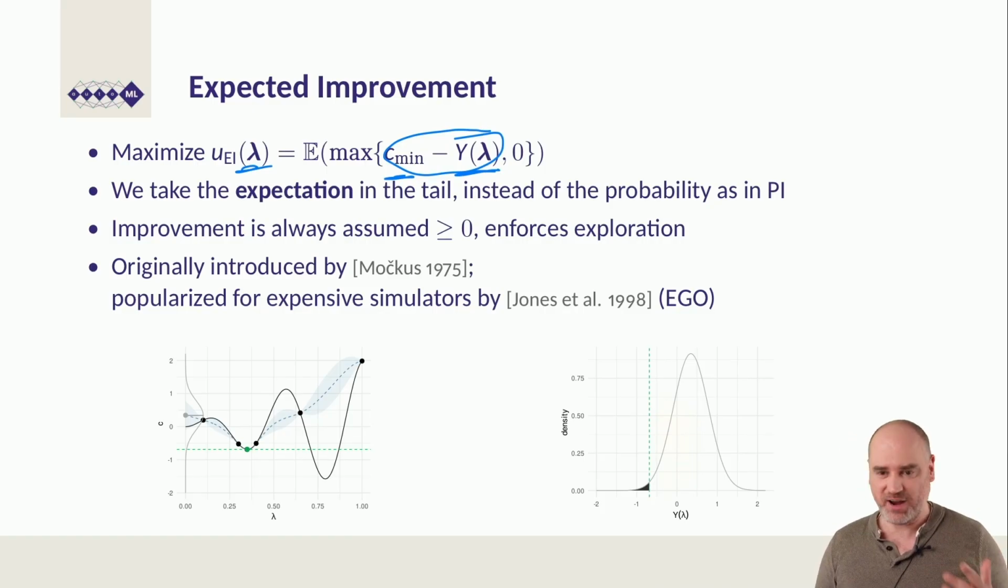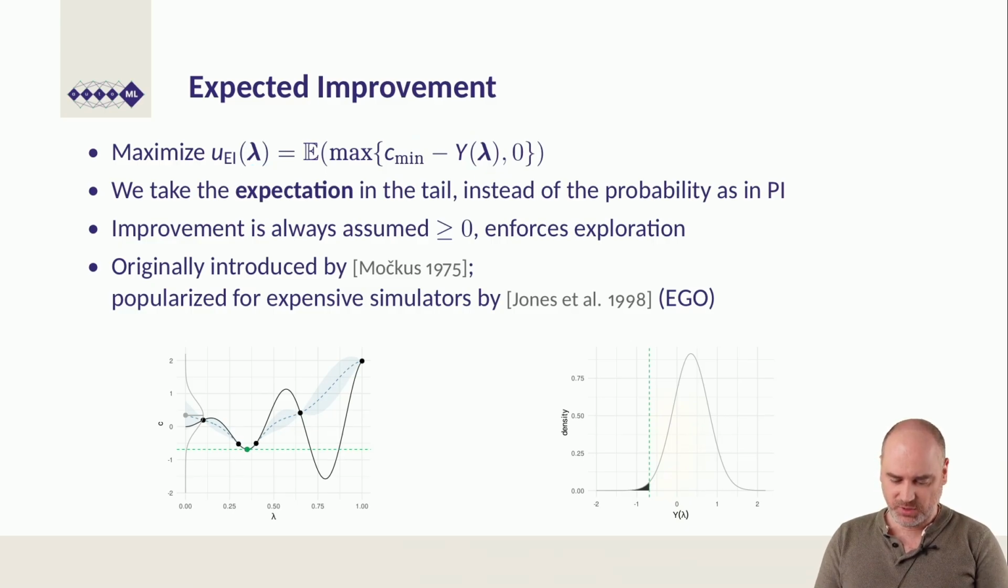Now, of course, y is random, right? It's a random variable, not a deterministic value. So we now have to take the expected improvement when we evaluate here, where our y of lambda value is this 1D Gaussian random variable. As you can see, we are also doing something additional: we are not just doing Cmin minus y and then taking the expectation. That would sound very natural, because that really is the improvement, so to speak.